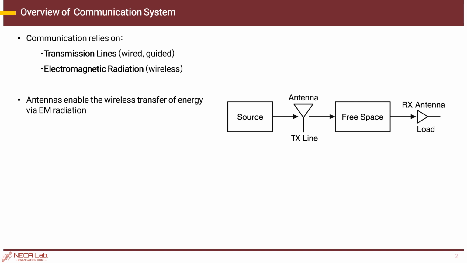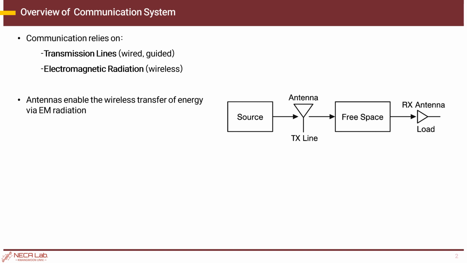In any communication system, the basic idea is to transfer information from one point to another. And to do that, there are two main ways. The first is through transmission lines like wires or coaxial cables. These are guided paths. The second method is electromagnetic radiation, which is wireless, and this is where antennas come in. Antennas act as the bridge between the circuit and free space.